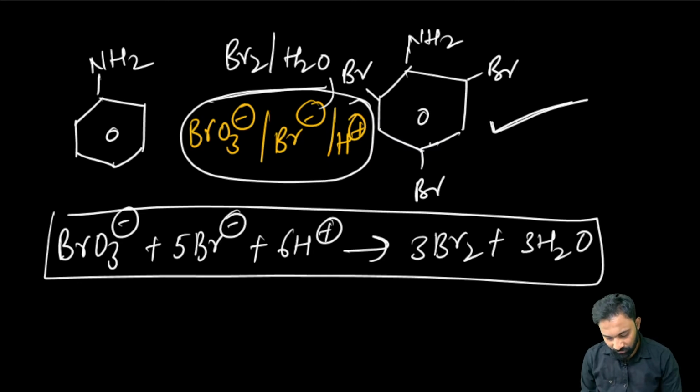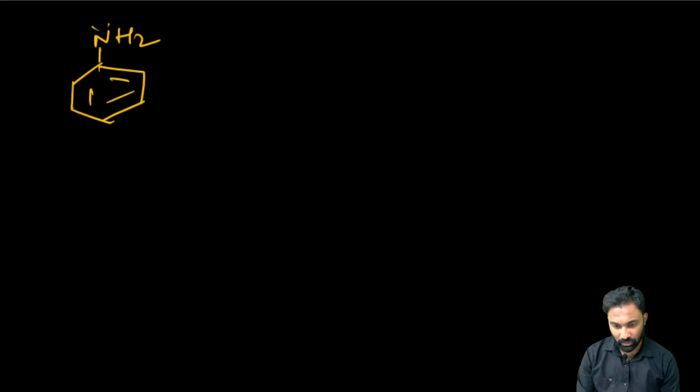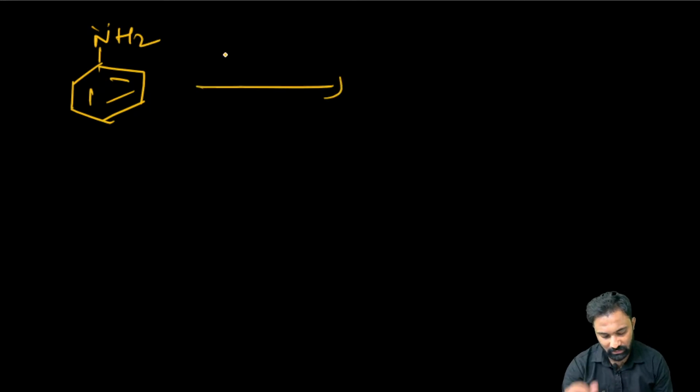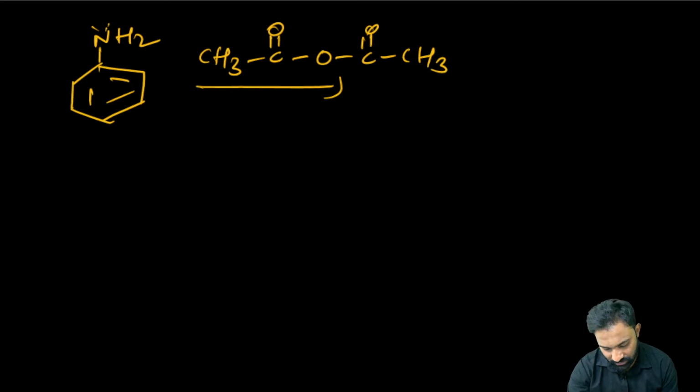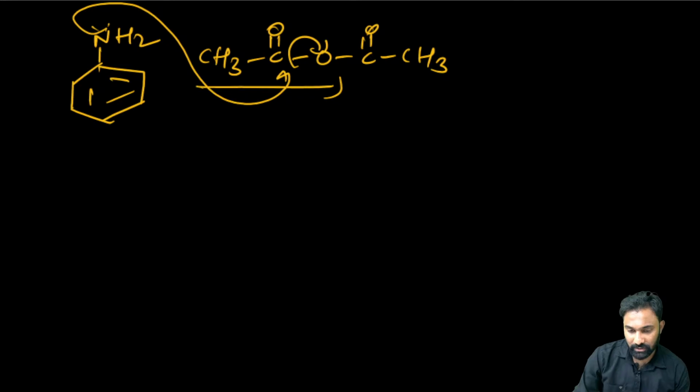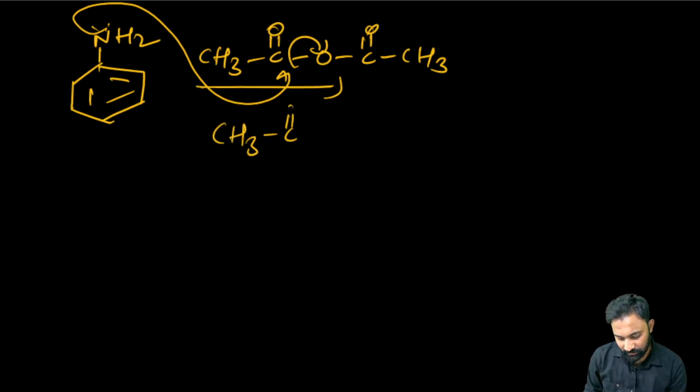So to get only the mono-substituted product, what do we have to do? We have to protect the aniline. To protect the aniline, first we have to take the acylation reaction. When we do the acylation reaction, the nitrogen lone pair of electrons will be readily attracted and given to the oxygen, and acetic acid will be eliminated.